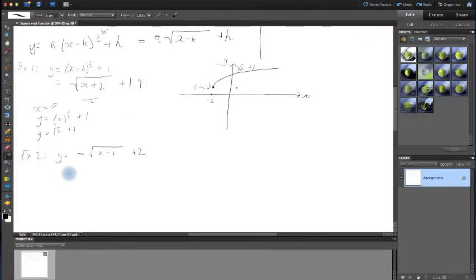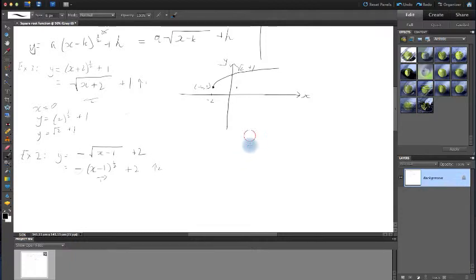Okay, here's our second example. y equals negative root x minus 1 plus 2. Now, straight away we can tell we could have written this in a different way: (x minus 1) with our power of 1/2, plus 2. Okay, so this time we do have a reflection. It's a reflection in the x-axis because it's out the front of everything. We've also got some translations to the right 1 and up 2.